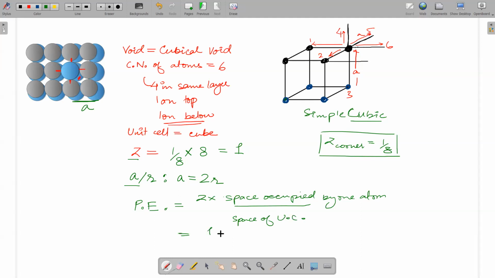So Z is equal to how much? 1. Space occupied by one atom. Now atom is what, a sphere or circle? Atom is a sphere. So the space occupied will be volume. What is the volume? 4 by 3 pi r cube upon the space occupied by the unit cell. Unit cell is a cube, so it will be a cube. Now calculate and tell me the answer. It will be 4 pi r cube upon 3 a cube.